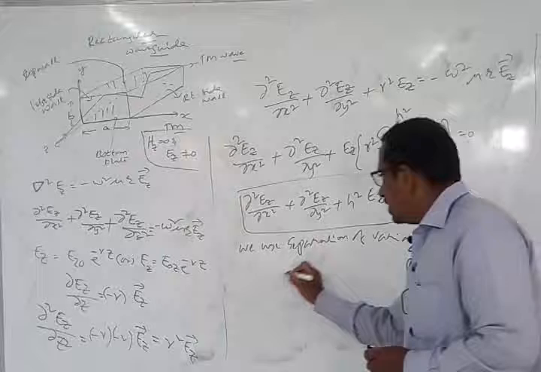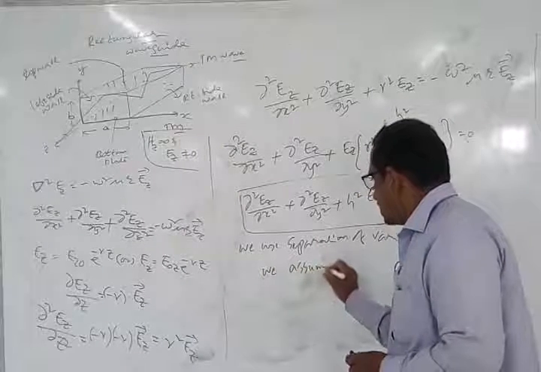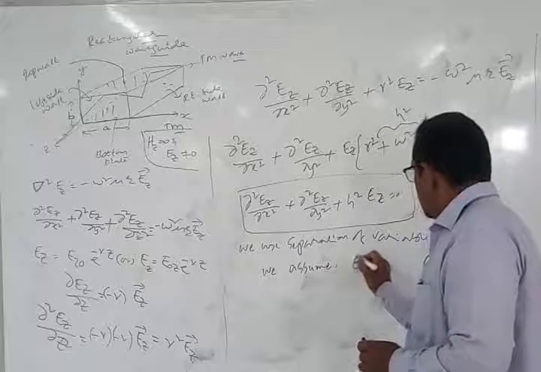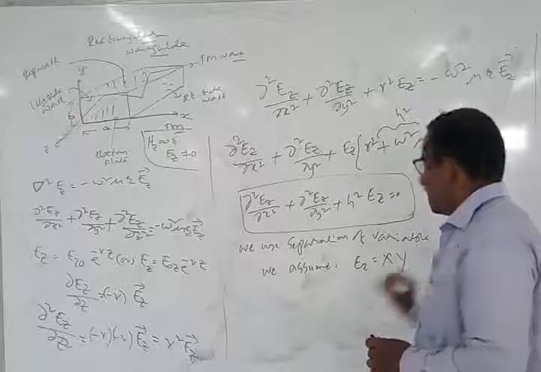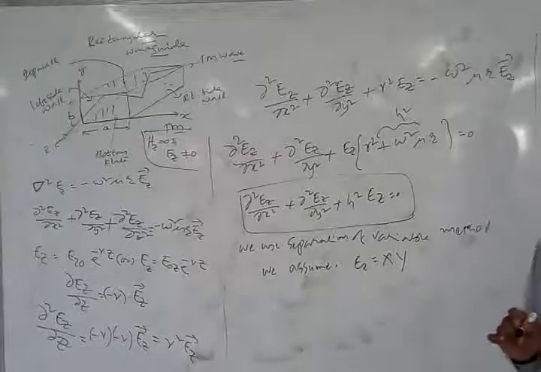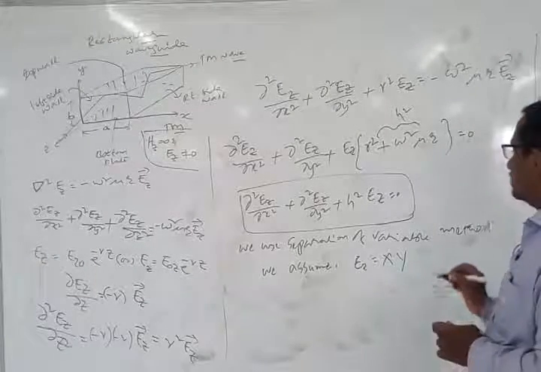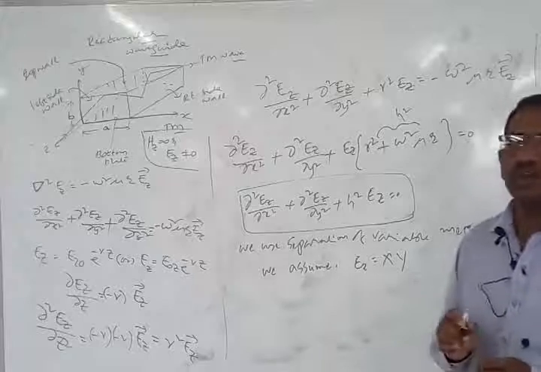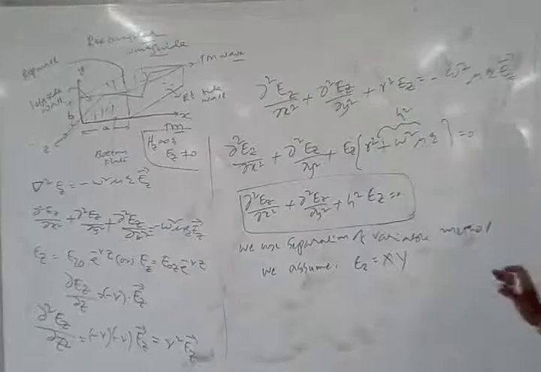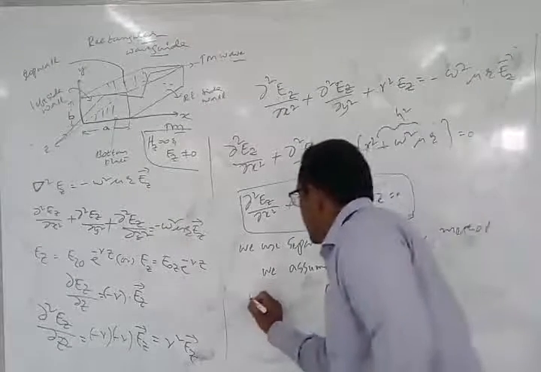Now in order to solve this we make an assumption. We assume Ez is equal to capital X into capital Y, where X and Y are the independent variables, something like mutually exclusive events. So X and Y are the independent variables. Now let us substitute this Ez value in the above equation. Once you substitute the Ez value, what do you get?